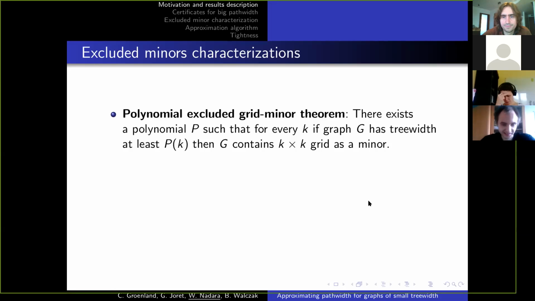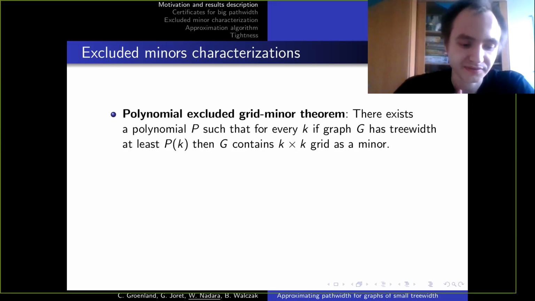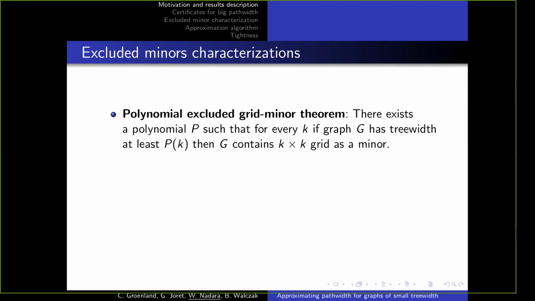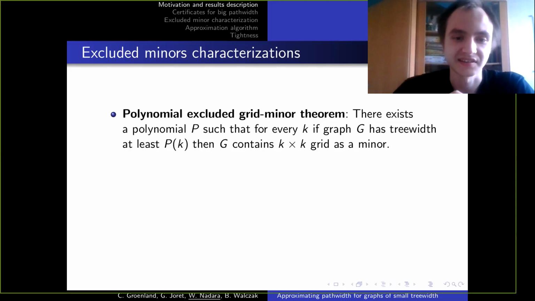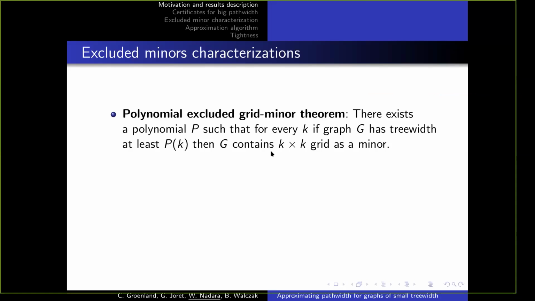I hope that you are familiar with the polynomial excluded grid minor theorem, which states that there is a polynomial relation between the treewidth of a graph G and the biggest grid minor that it contains. This is a result of a type where the class of graphs with small treewidth is kind of the same as the class of graphs that have no big grid minors.